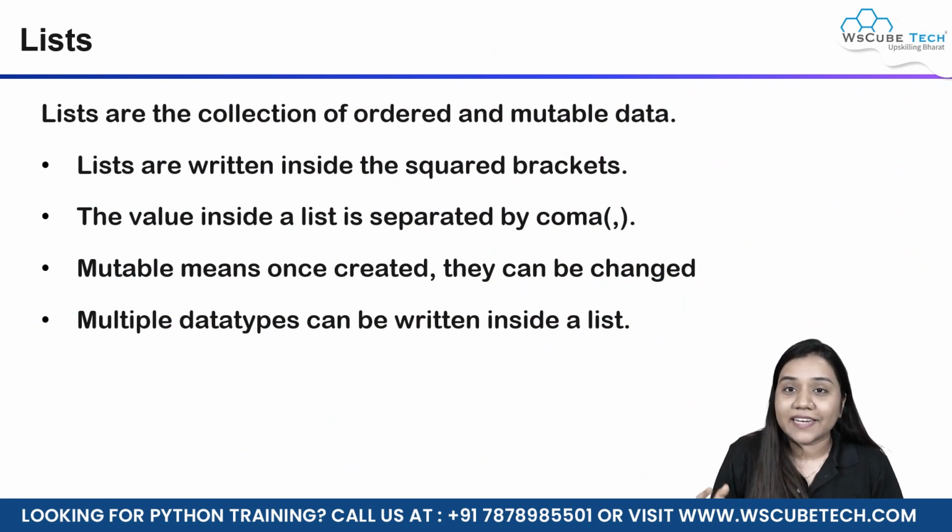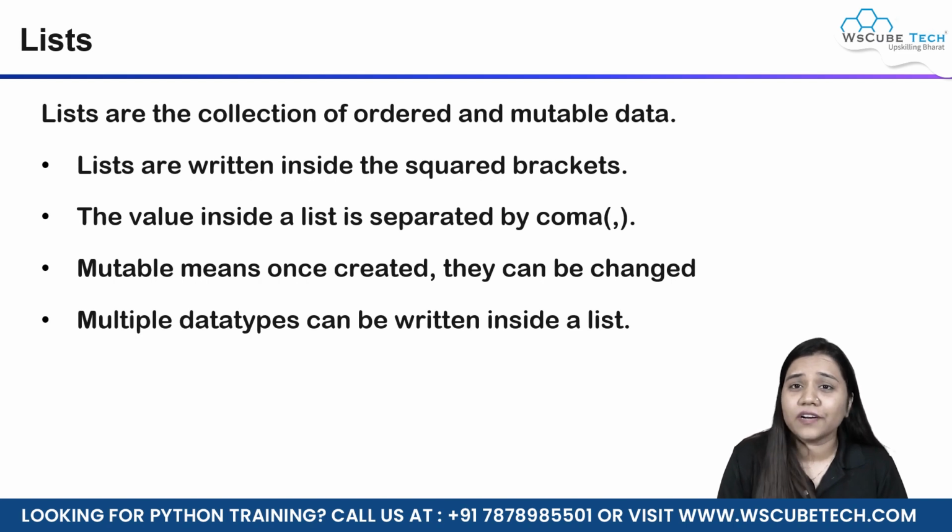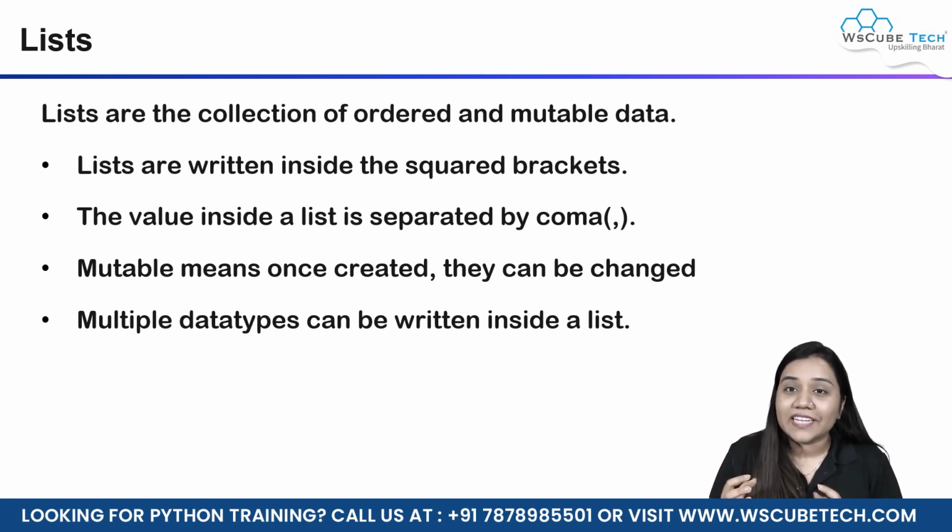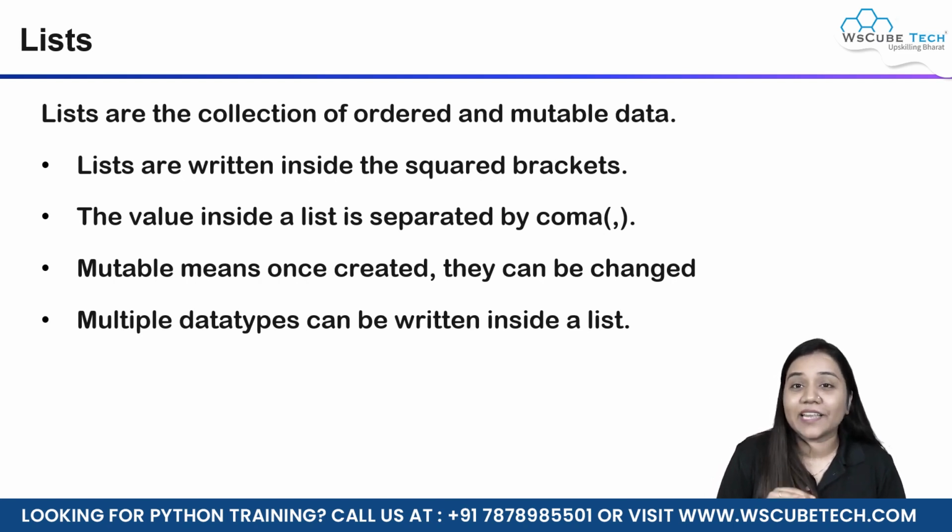List is basically a collection of multiple data. You can add multiple data inside a list. Now, here it is written that it is an ordered and mutable data. What ordered and mutable mean over here is: ordered means that each element inside the list has been numbered and we can access it with the help of its indexes. And mutable means that once a list is created, it can be changed.